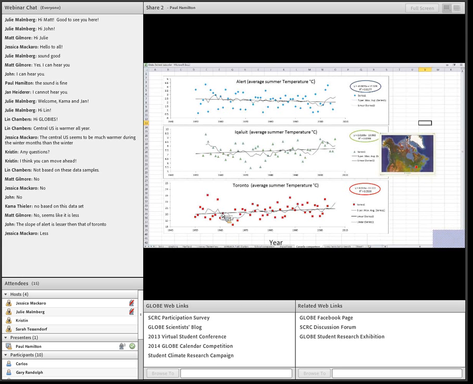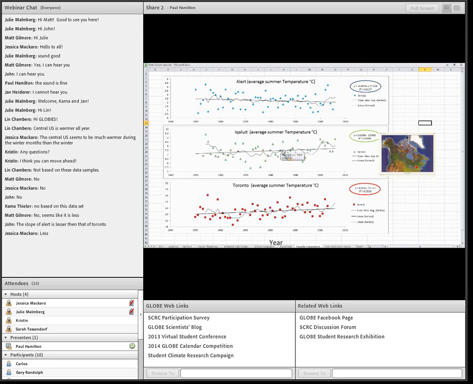Perfect. Thank you very much. Those are exactly correct answers. Not only is the slope of the line going down in the case of Alert, which we didn't expect, the actual degree of the fall is a lot less than the degree of the slope going up for Toronto. So that tells me that, yes, the temperature in Toronto, in this part of Canada, is actually going up to some degree, but the north is not. The north at this point in time is not.